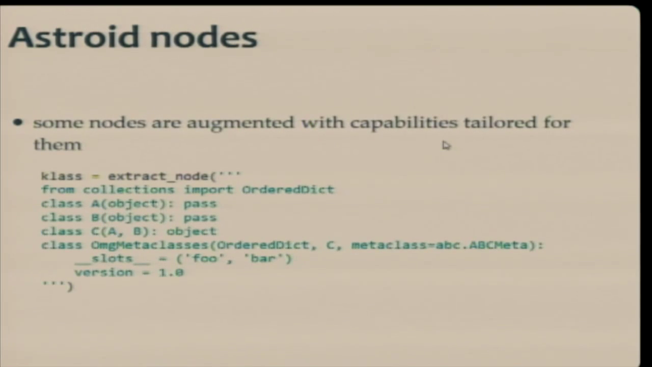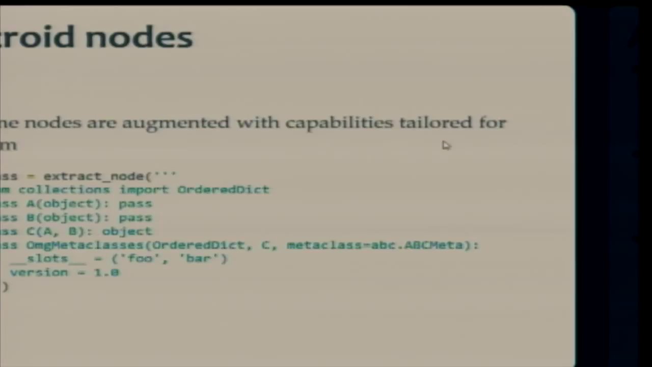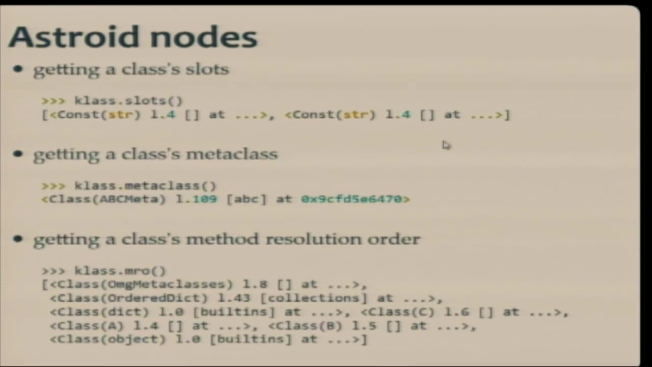Right. Some nodes are augmented even more than that. Like in this example, we have a couple of classes, and we're using a metaclass. We're using ABCMeta, and we're defining some slots for our class. Let's see what Pylint can do, what Asteroid can do with this code. So we can retrieve the slots of the class using the slots method, or the metaclass using the metaclass method, or using the MRO method. We could retrieve the method resolution order of your classes, which is actually the method resolution order when running Python over that script or class, which is nice.